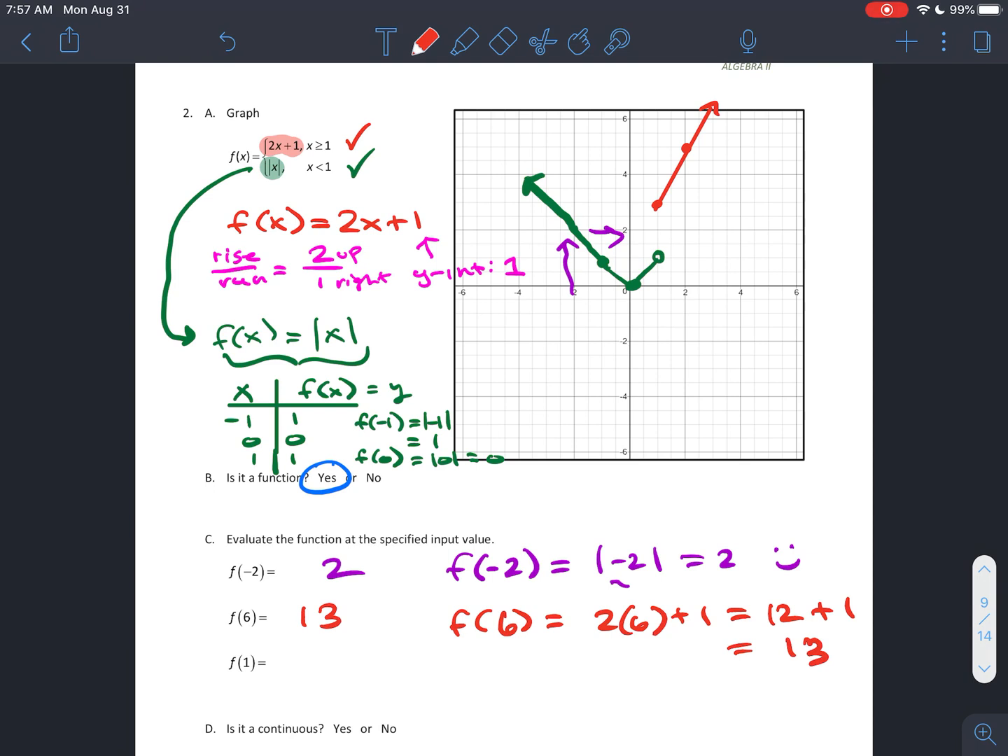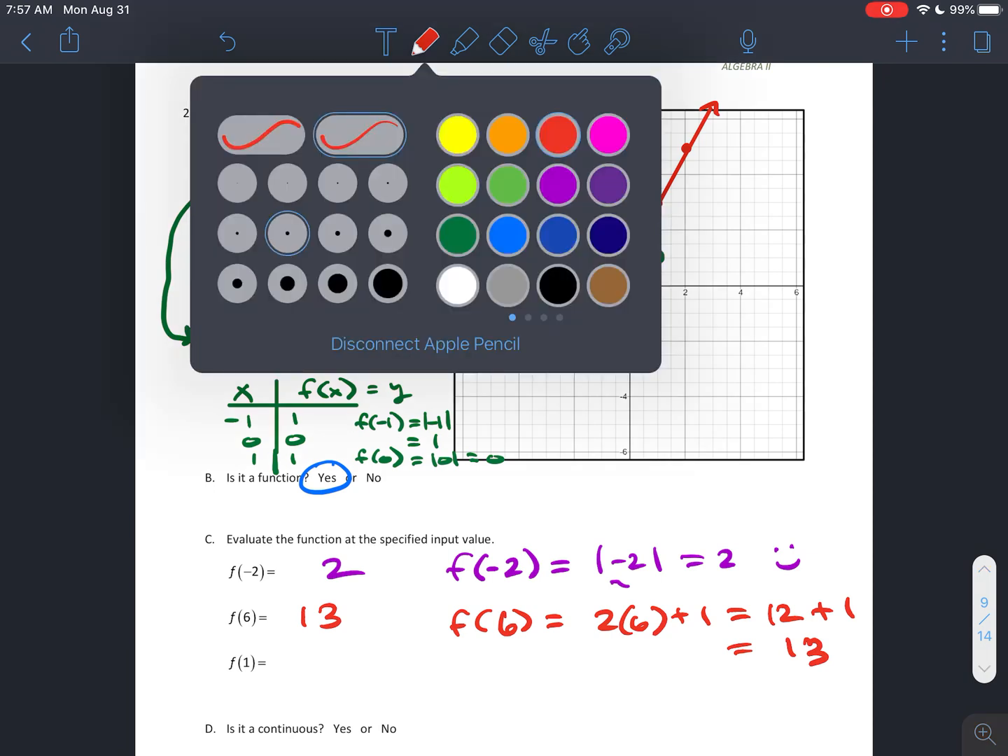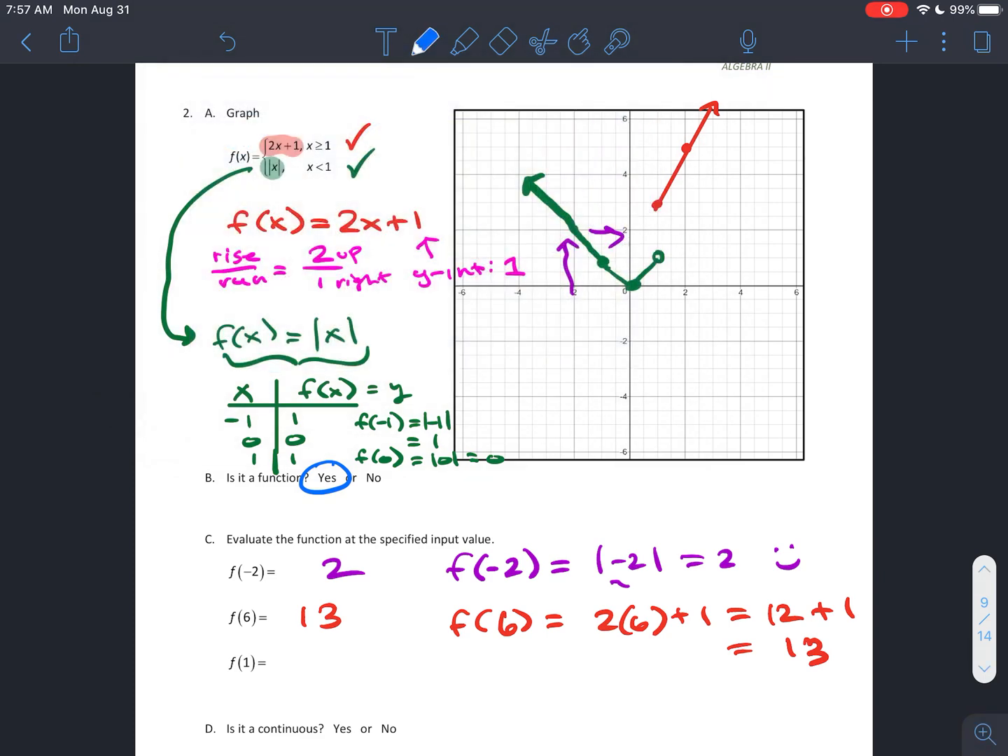Sweet. And last but not least, where is this function when x is 1? Well, that would be right there, and we can see it really right here that it is at a height of 3.